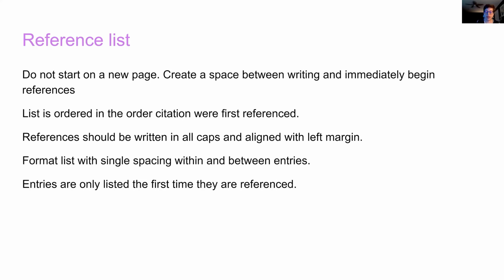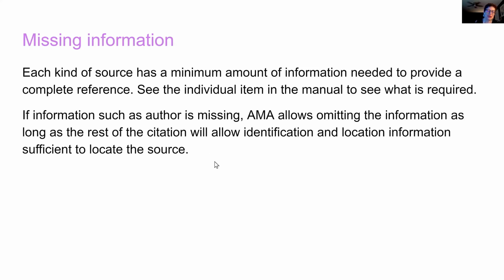So as I said many times, they're listed in the order in which they were referenced. They won't be referenced more than once. If you reference an article more than once, you'll just use that original number that you assigned it at the beginning. And the word references for the title should be written all in caps and aligned with the left margin. And then you format lists with single spacing with and between the entries. And then the entries are listed the first time they're referenced, which I think I've said multiple times.